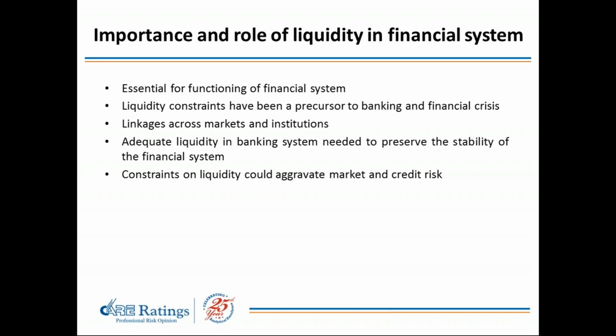Owing to the critical linkages across markets and institutions through the lending and borrowing relationships, shocks in any segment can have a spillover effect across the broader markets and lead to a deterioration in the overall funding conditions. Adequate liquidity in the banking system is needed to preserve the stability of the financial system. Also, constraints on liquidity could have a cascading effect and compound other risks such as market and credit risk.